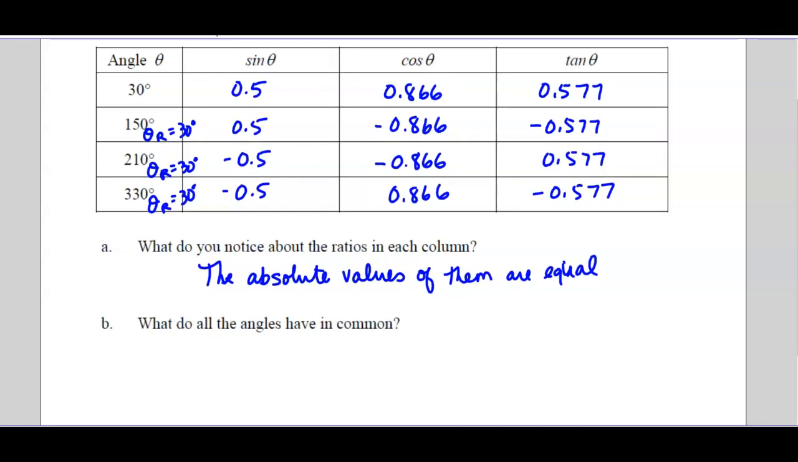Okay, what do all of the angles have in common? As I said, the reference angles are all the same. So that means the triangles, wherever you draw it, they're all the same triangle. Just a different location, and then the x and y values could be positive or negative because of that location.